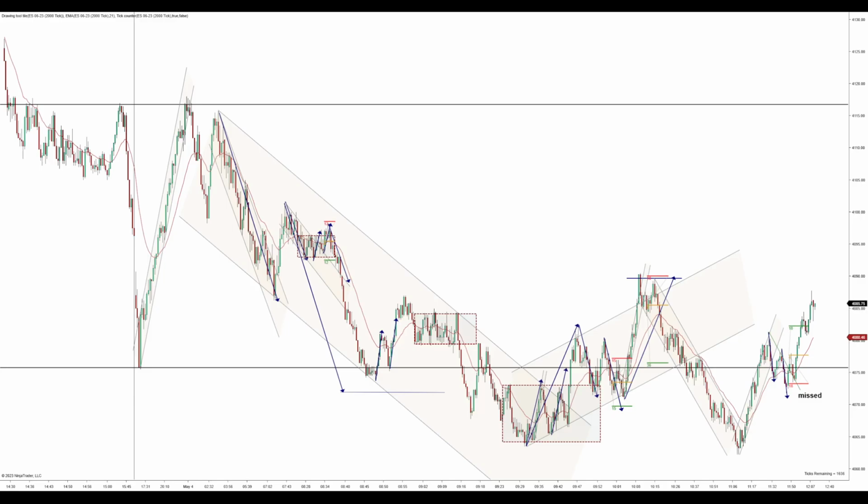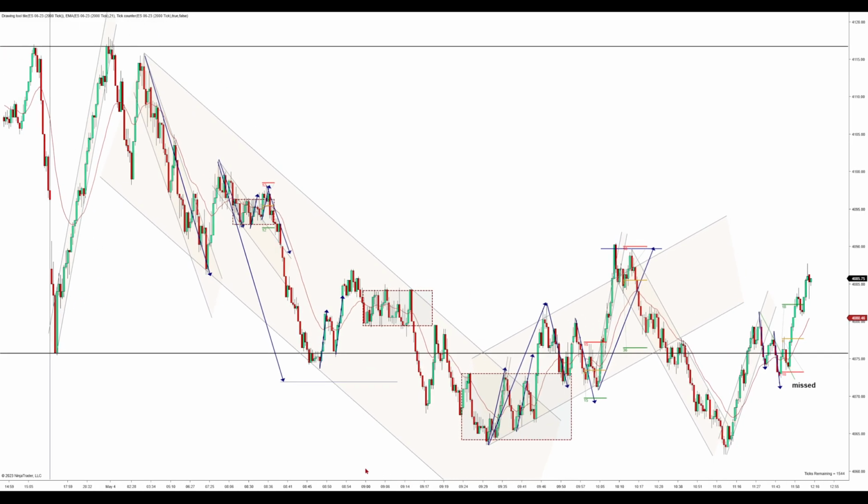I'm trading the ES futures on a 2000 tick chart with a 21 EMA. So I've got the overnight highs up here, overnight lows down here. These are our key levels.